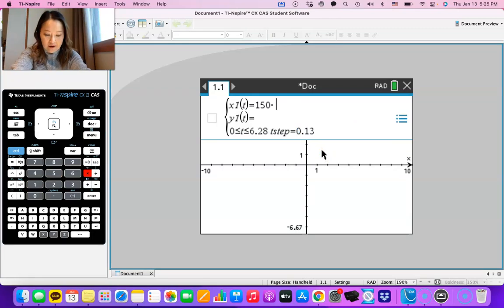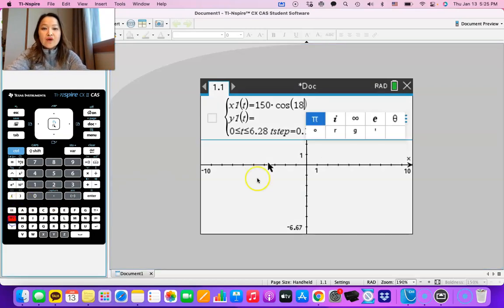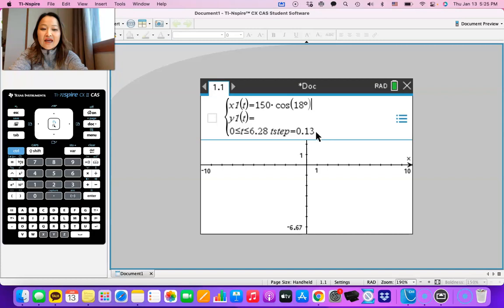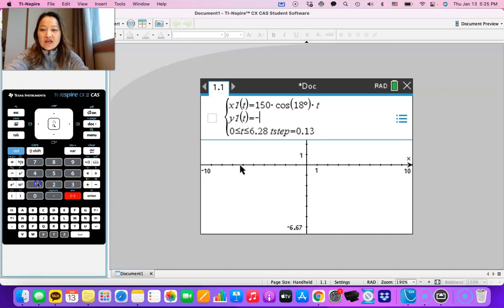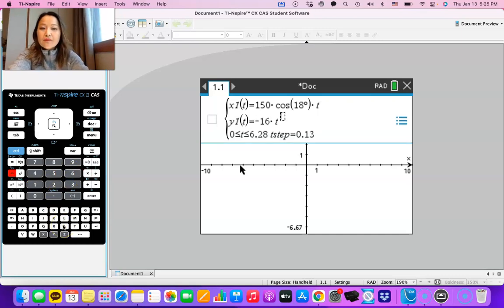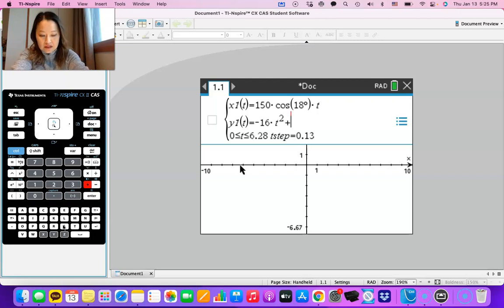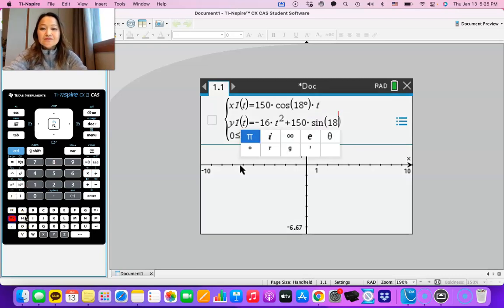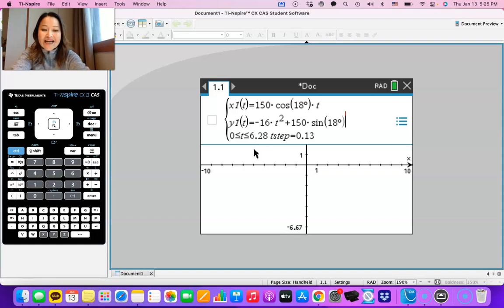150 times cosine of 18. I already had this typed, but I wanted to type it with you. You have to put the parentheses after the cosine. Make sure you put a degree symbol, times t. Y sub 1 was negative 16t squared. Negative 16 times t squared plus 150 times sine, parentheses, 18 degrees, because I'm on radian mode, times t, plus the initial height, which is 3 feet.